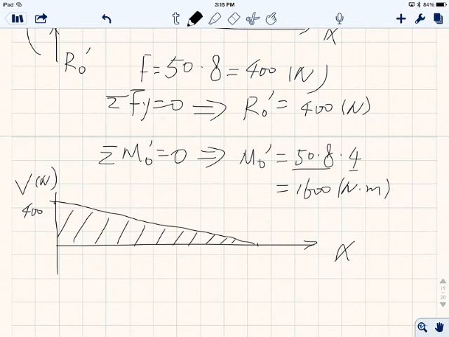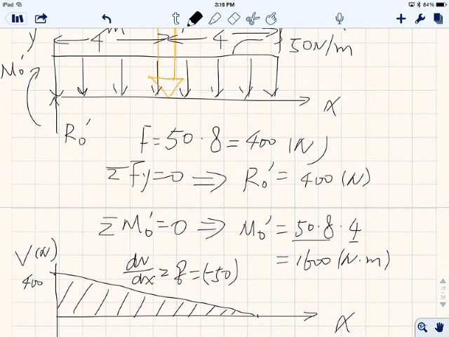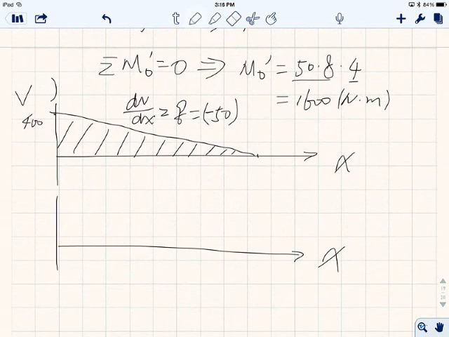Right? Because dV divided by dx equals negative q, which is negative 50. Although I didn't mention positive or negative on the magnitude of the distributed load, you see they're all going to negative y, so therefore it's negative, right? So you have a line starting at 400, going negative 50, so at the end it's 0, okay? Because 50 times 8 is 400. All right, so I guess my handwriting is getting terrible again, huh?